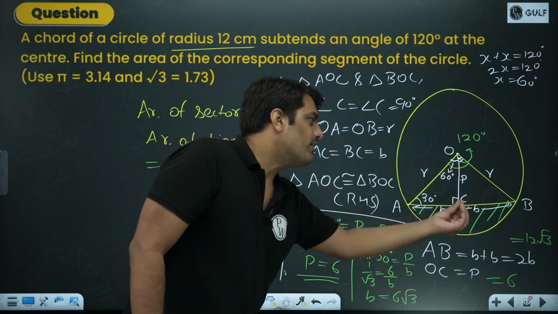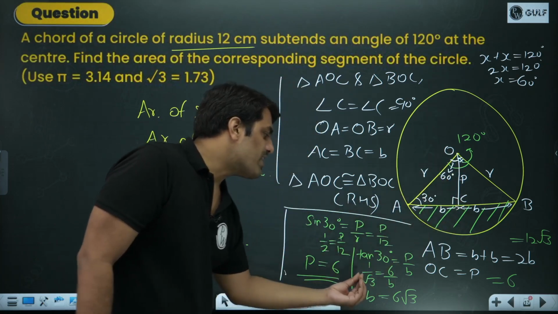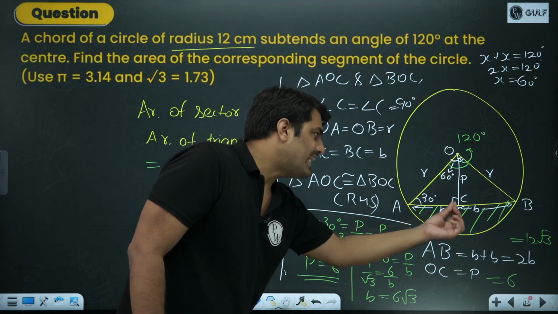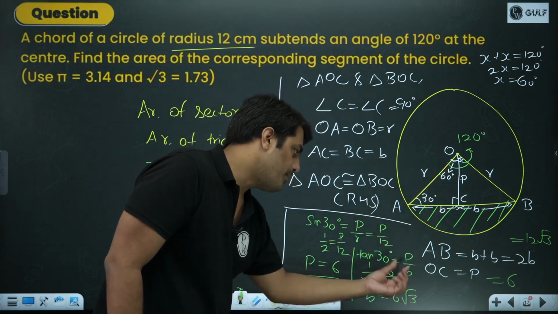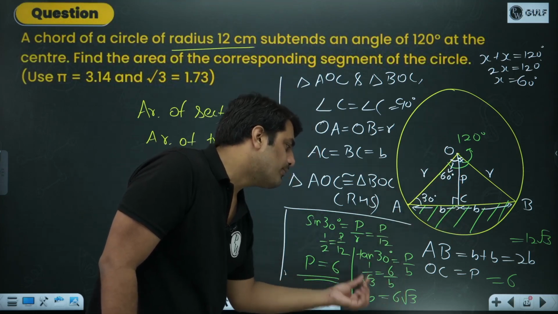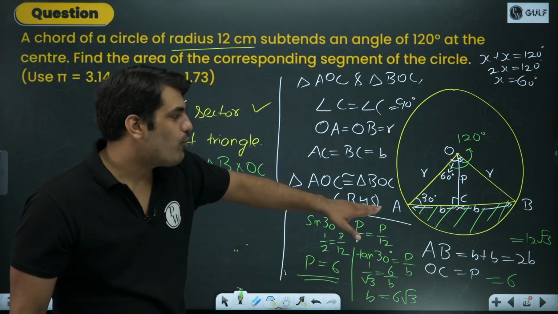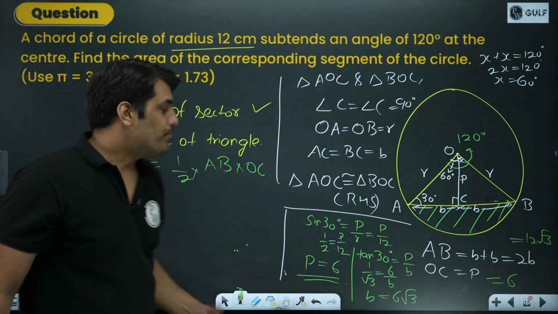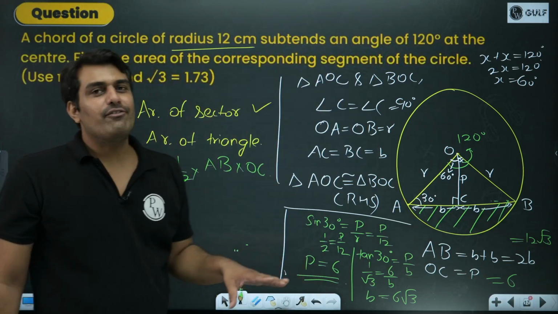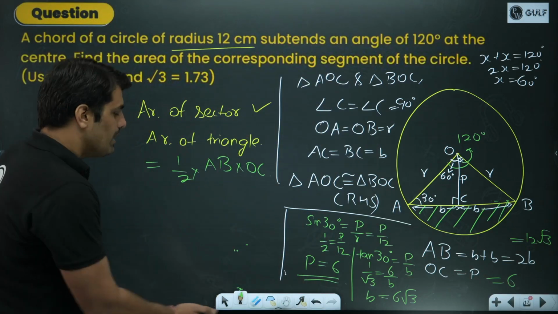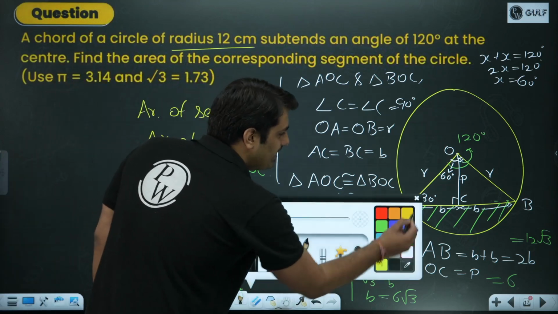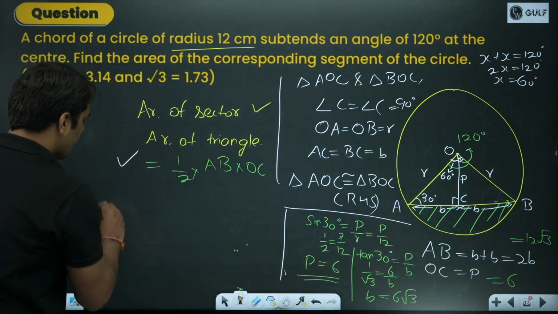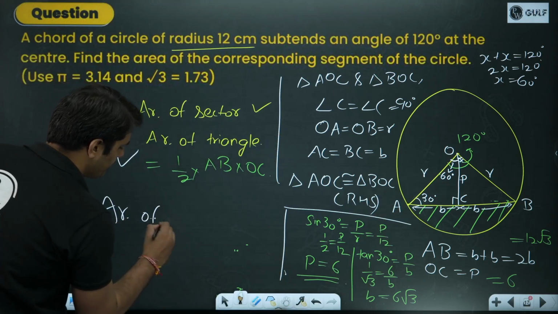Similarly, perpendicular by base is tan, tan 30 is 1 upon root 3. So 6 upon the base, which I don't know, so base equals 6 root 3. And I want this complete base, so 6 into 2, that is 12 root 3. I can put the values over here and calculate the area of the triangle. Area of the sector is already done, so the rest of the calculation can be easily done. And yes, the area of the segment can be calculated.